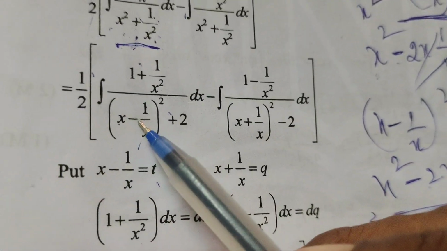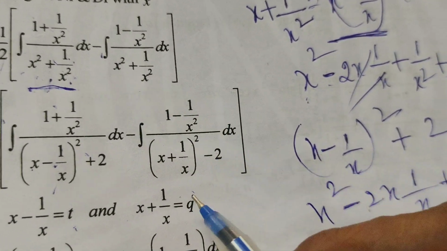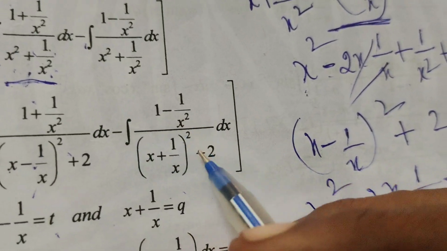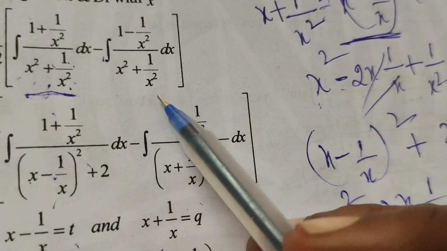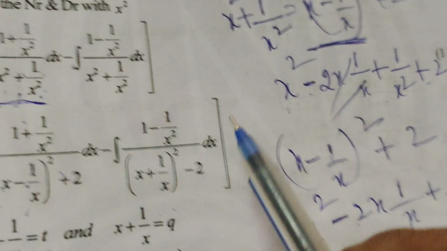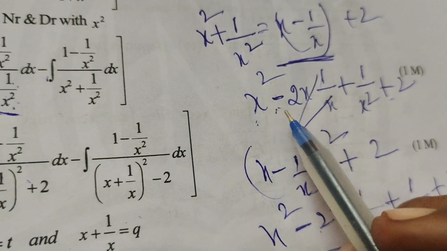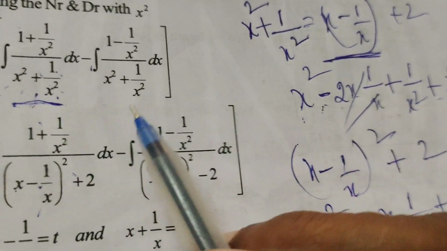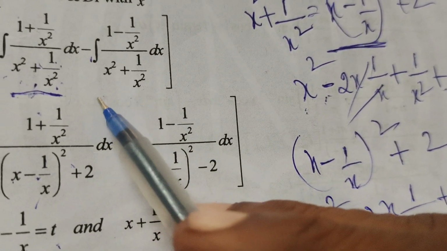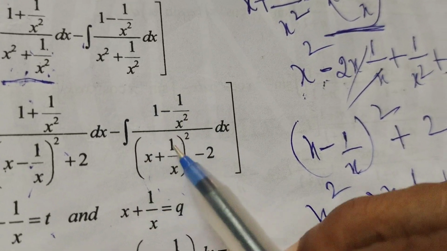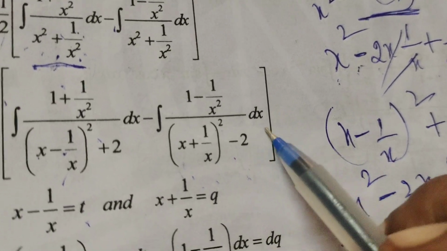Now write the other denominator. Here also we apply the formula x plus 1 by x whole square: x square plus 2x into 1 by x plus 1 by x square, minus 2. Why? Because we consider plus 2x into 1 by x, and applying the formula we choose x plus 1 by x whole square, and then subtract 2, into dx.